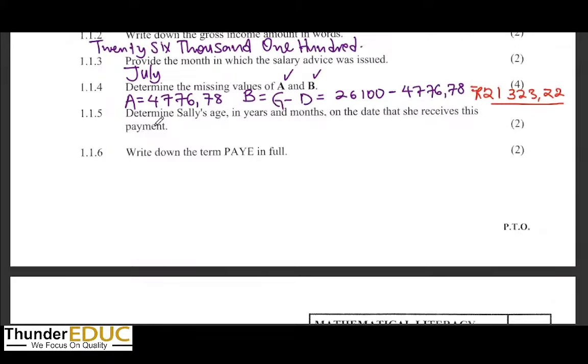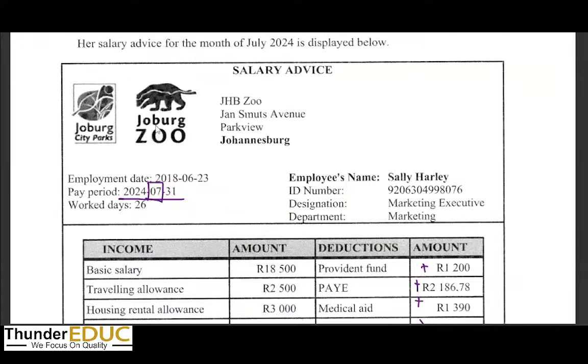Okay, we look at this. Determine Sally's age in years and months on the date she receives her payment. Remember the date when she received her payment? It was the 31st of July. But the person was born in 1992, June on the 30th.